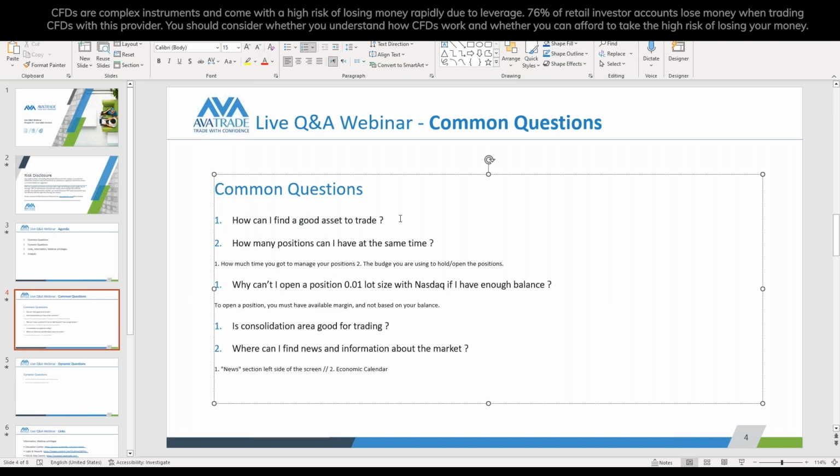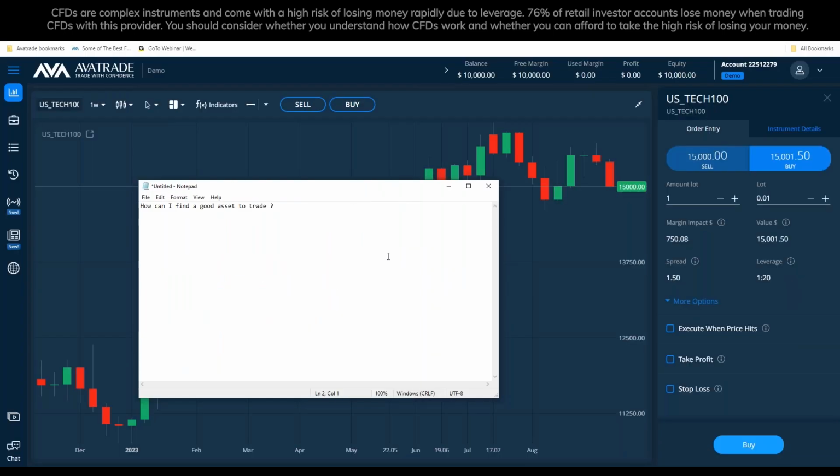Okay, great. How can I find a good asset? Consolidation areas, this will be analysis, so we're gonna save that for last. So guys, what exactly is a good asset? Is Nasdaq a good asset for me? Should I trade Nasdaq with $10,000? What do you think? Is it good or not?